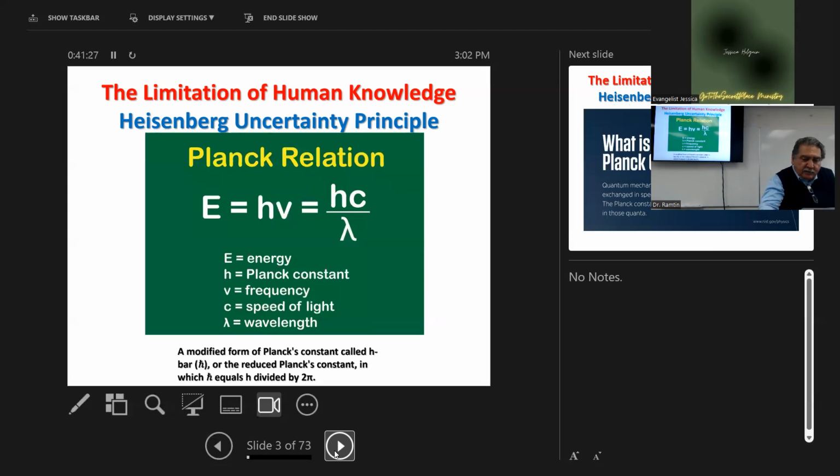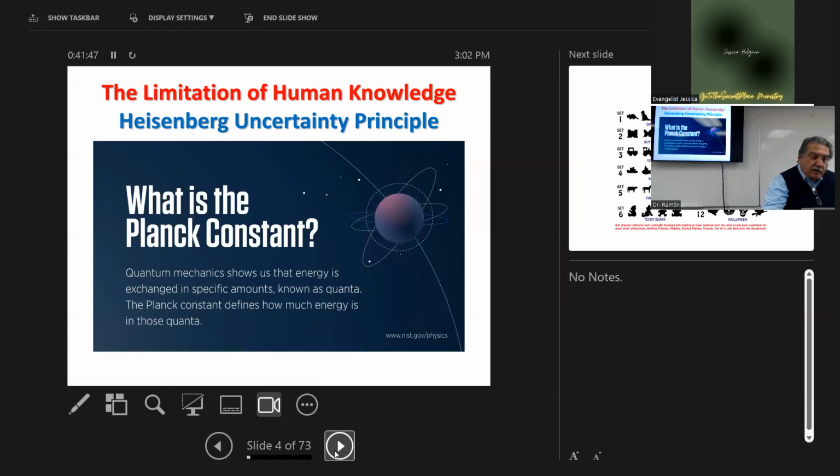Let me show you what this component means. And don't worry, this is not going to be in the test or anything, just for your knowledge. The Planck constant is a relationship between energy and the speed of light and wavelength. These are constant, and the h bar is a reduced Planck constant. It's divided by 2 times pi. Basically, Planck constant is a constant that, in quantum mechanics, tells us energy is exchanged in specific amounts known as quanta, and Planck constant defines how much energy is in those quanta.